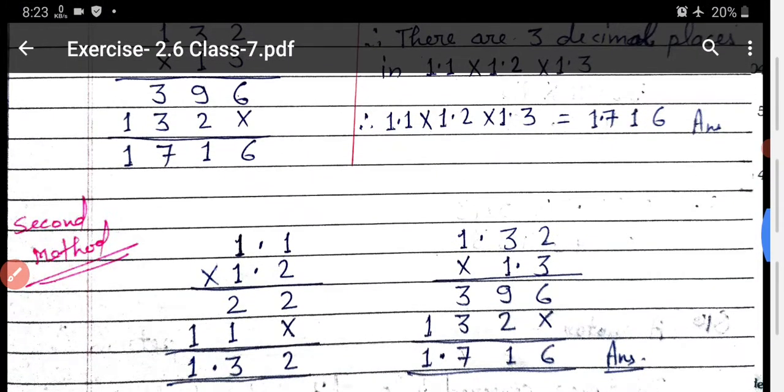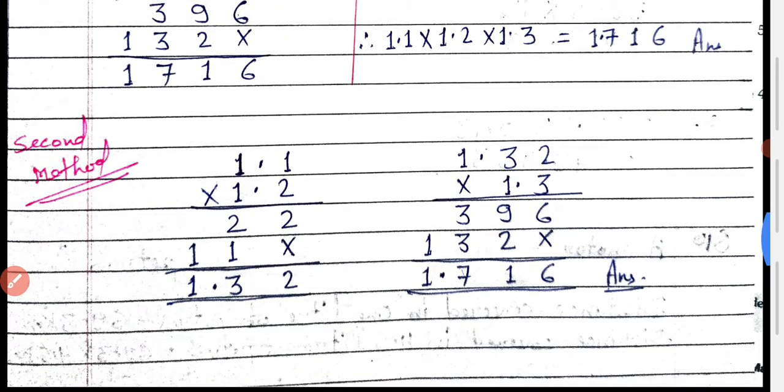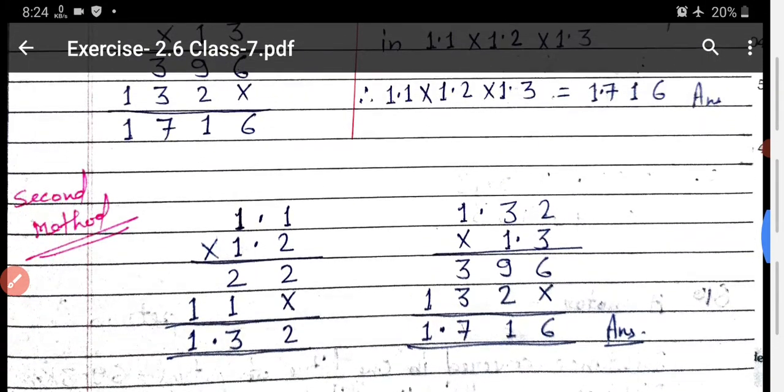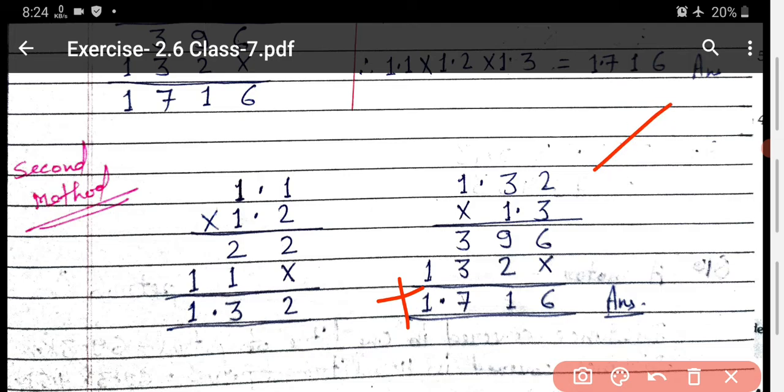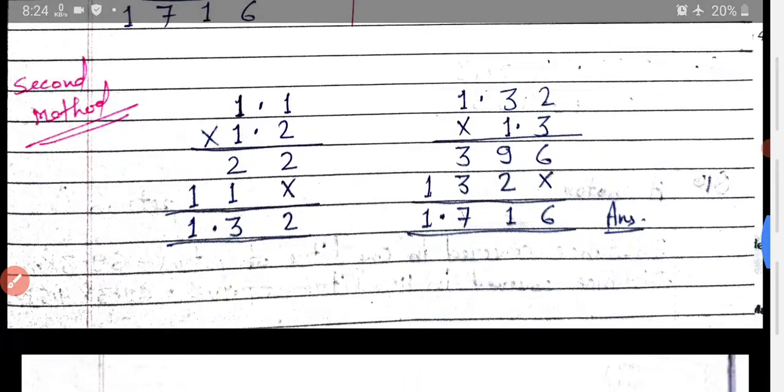You get here 3 2s are 6, 3 3s are 9, 3 1s are 3. Now 1 2s are 2, 1 3s are 3, 1 1s are 1. Now simply add. When you add, it becomes what? 1716. Now just see here, after the decimal how many digits are there? 2 and 1, total 3 digits. So from the back side put the decimal after 3 digits, then you will get your answer. Your answer is 1.716. It is your final answer.